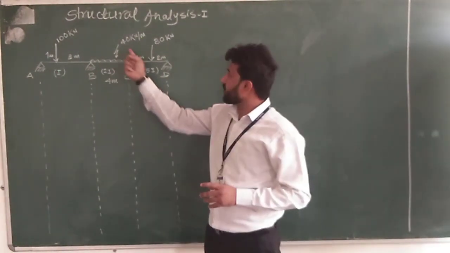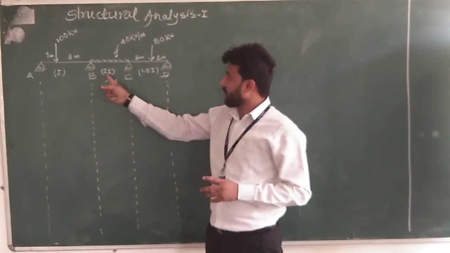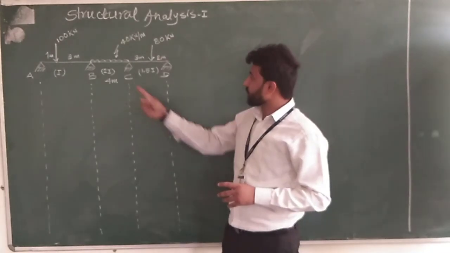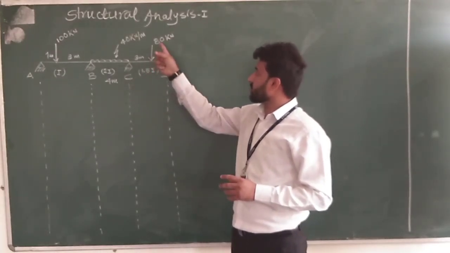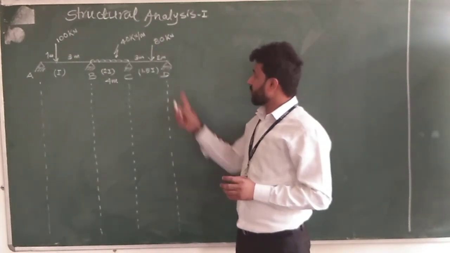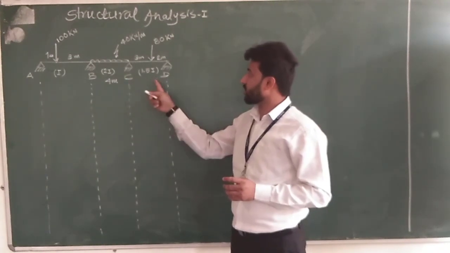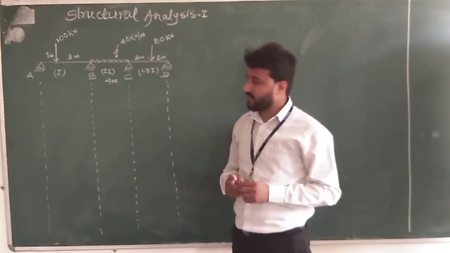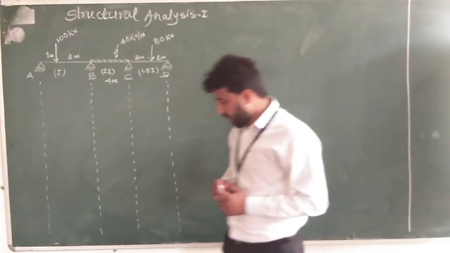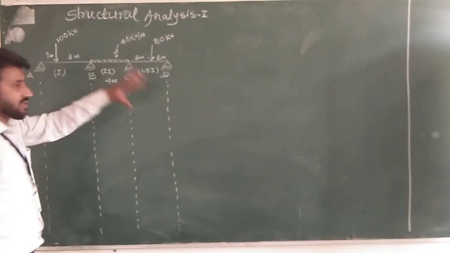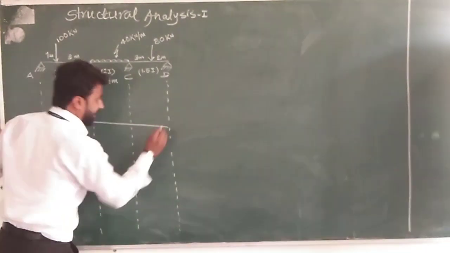Span BC has a UDL of 40 kN per meter over the span of 4 meter and has moment of inertia 2I. And span CD is subjected to an eccentric concentrated load of 80 kN situated 2 meter from D and 3 meter from C over the span of 5 meter having moment of inertia 1.5I. Okay, before starting the numerical, the first step is to draw the bending moment diagram.